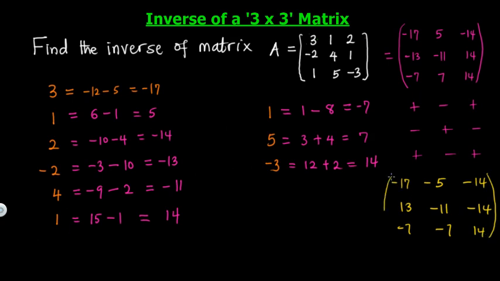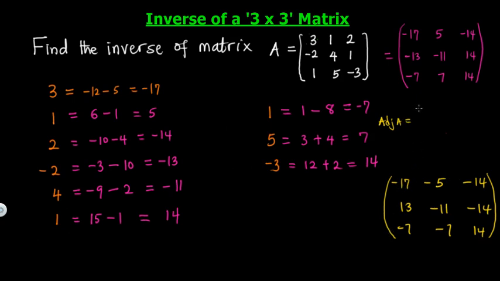So now that we've gotten this, we will then need to transpose this new matrix. That will give us the adjoint. So the adjoint of A equals, we have to transpose this. Transposing means changing the row to column.